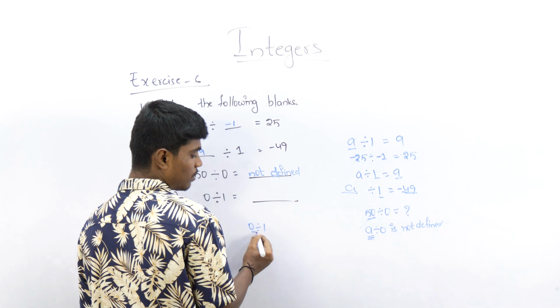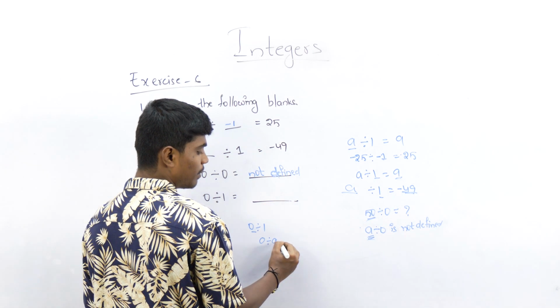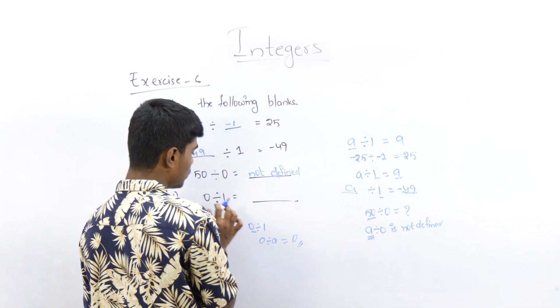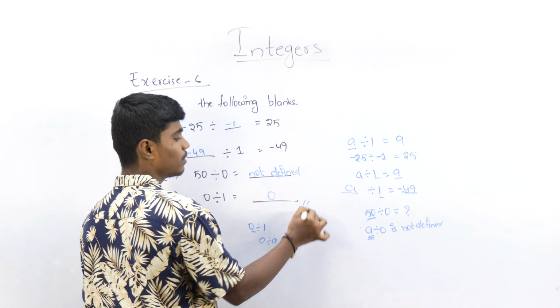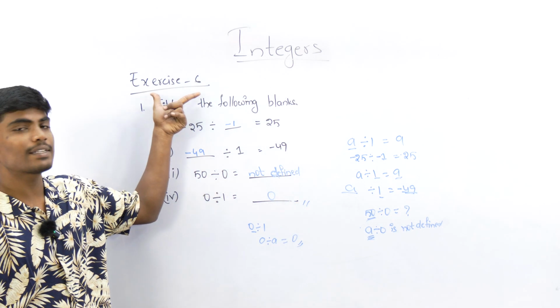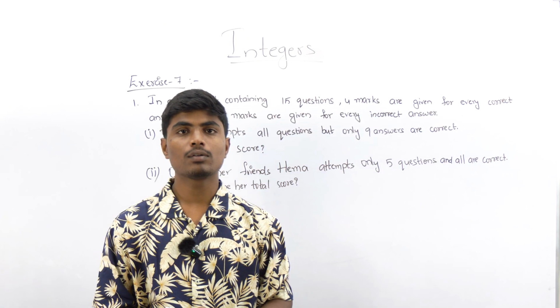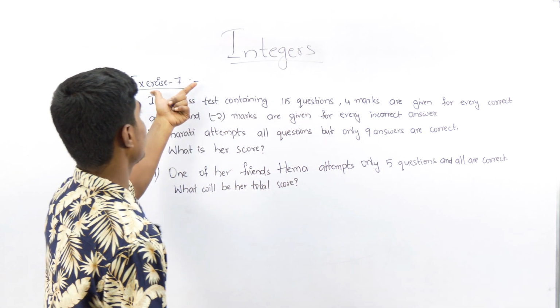Now 0 divided by 1. See, as we know, 0 divided by some number a results in 0. So 0 divided by 1 is 0. We have completed our exercise 6. Now let's move to exercise 7.